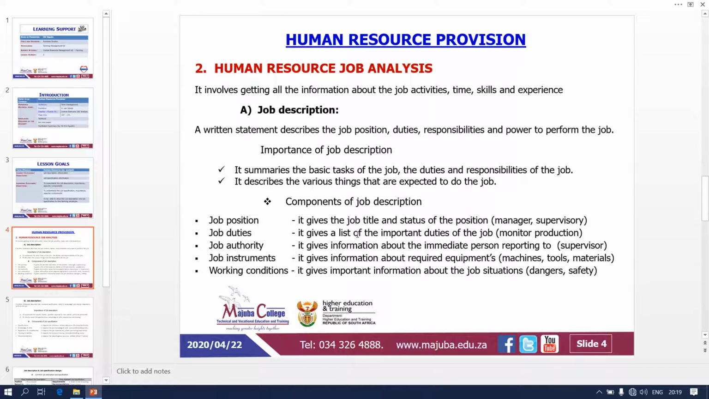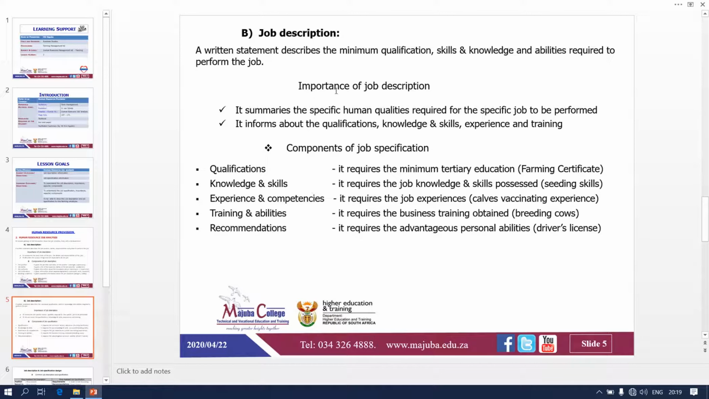Let's look at what is job specification.